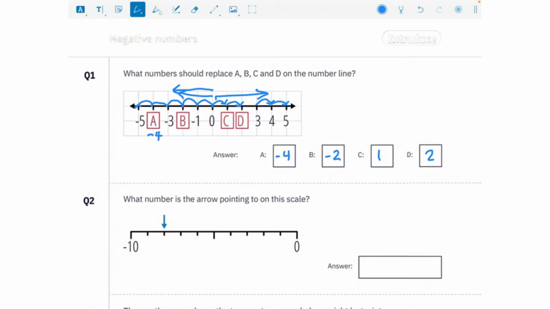We go up in ones this way and down in ones this way, and that just fills out our number line. Question number 2 says, what number is the arrow pointing to on this scale? So let's fill it in. We've got 1, 2, 3, 4, 5, 6, 7, 8, 9, 10 jumps. So we're going from 0 down to -10. Each jump is going to be worth 1. So it goes -1, -2, -3, -4, -5, -6, -7, -8, -9. So the arrow is pointing to -8.